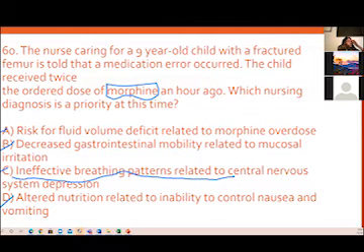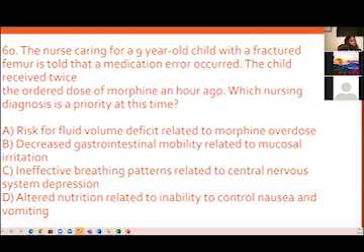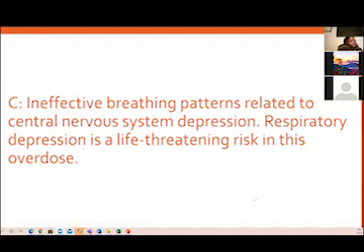So yes, there's no risk for fluid volume deficit necessarily. Yes, they may have some altered mobility, or they may feel nausea, because nausea and vomiting is one of the side effects of someone getting morphine. But it is not a priority. Respiration is a priority. So in this case, the answer will be C. And the rationale is ineffective breathing pattern related to central nervous system depression. Respiratory depression is a life-threatening risk in this overdose.